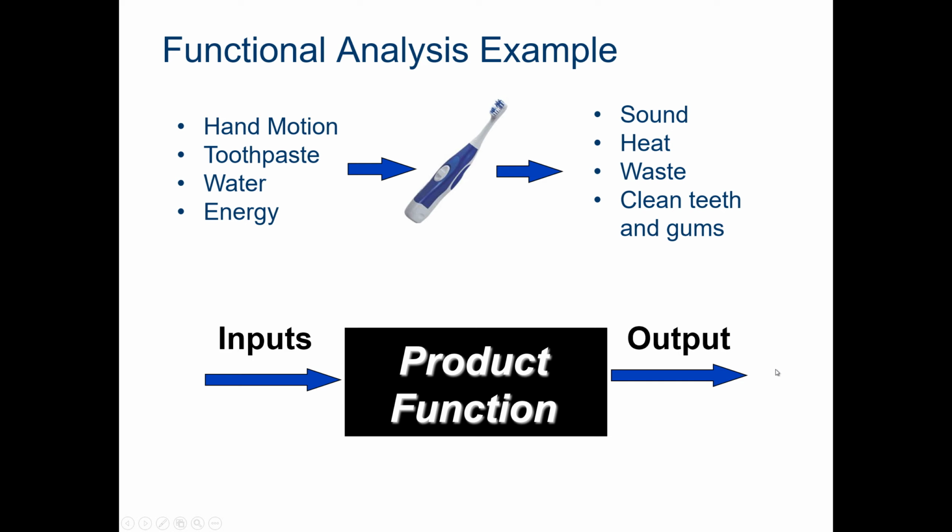The outputs for a toothbrush: you have sound, it buzzes. Heat, maybe the battery gets a little warm as the motor starts moving. You get waste, because obviously you're going to have toothpaste and all that nasty gunk inside of your mouth. But also one of the outputs is clean teeth and gums, and that would be the intended result. So inputs, the product functions, and then you have your output.